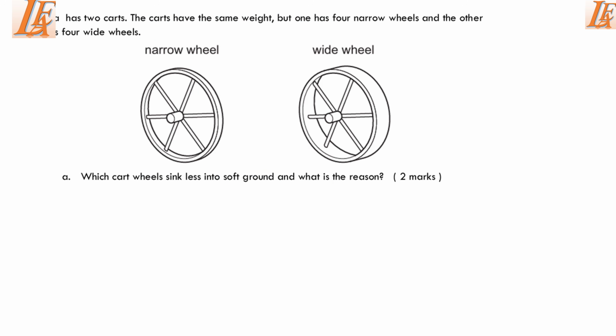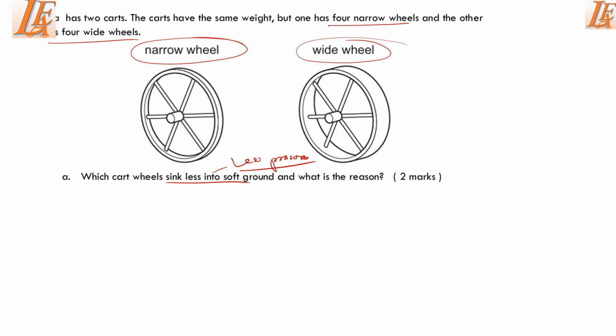Question 35. Isa has two carts. The carts have the same weight, but one has 4 narrow wheels while the other has 4 wide wheels. So in this case, we have the cart with a narrow wheel, while on this other side, we have a cart with a wide wheel. The question is, which cart will sink less into the soft ground, and what is the reason? So we are required to find out the cart which will sink less into the ground, therefore it means which will exert less pressure.